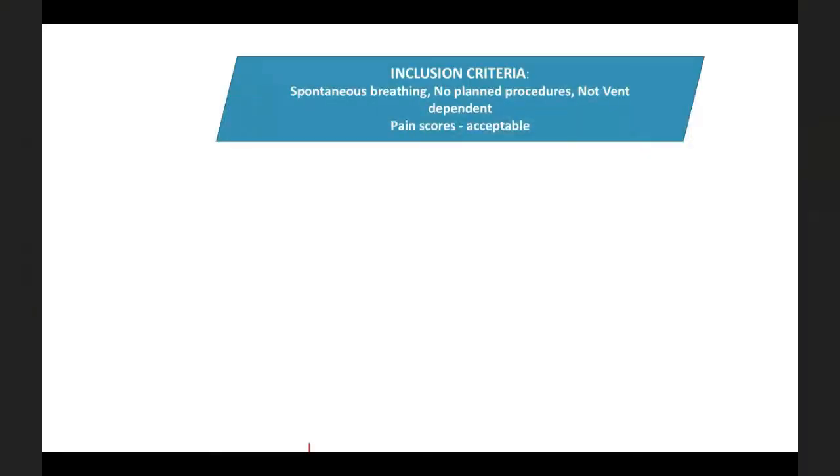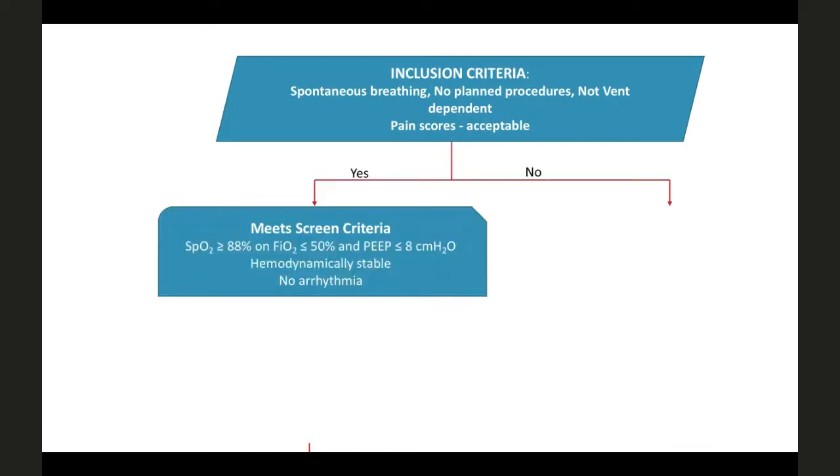So there should be a protocol. Most of the ICUs will have a protocol to perform this. The inclusion criteria are presence of spontaneous breathing, no planned procedures, no ventilator dependence, and acceptable pain scores. If everything is yes, then check the screening criteria: saturation more than 88% on FiO2 less than 50%, PEEP requirement less than 8 centimeters of water. The patient should be hemodynamically stable and the rhythm should be stable.